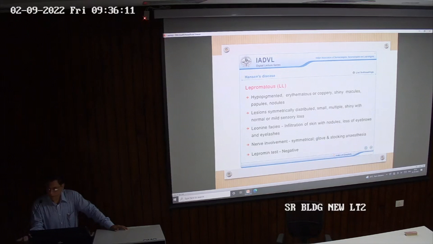sensory loss is there. Otherwise, multiple lesions can be there in so many other conditions in dermatology. Lesions symmetrically distributed, small, multiple, shiny, normal, mild sensory loss. Leonine facies is there, so this may affect the face. Multiple nodules may erupt on the face, and face appears to be like a lion, what we call is leonine facies. Infiltration of skin with nodules, loss of eyebrows, eyelashes. So if you find a loss of eyebrows, think of leprosy.